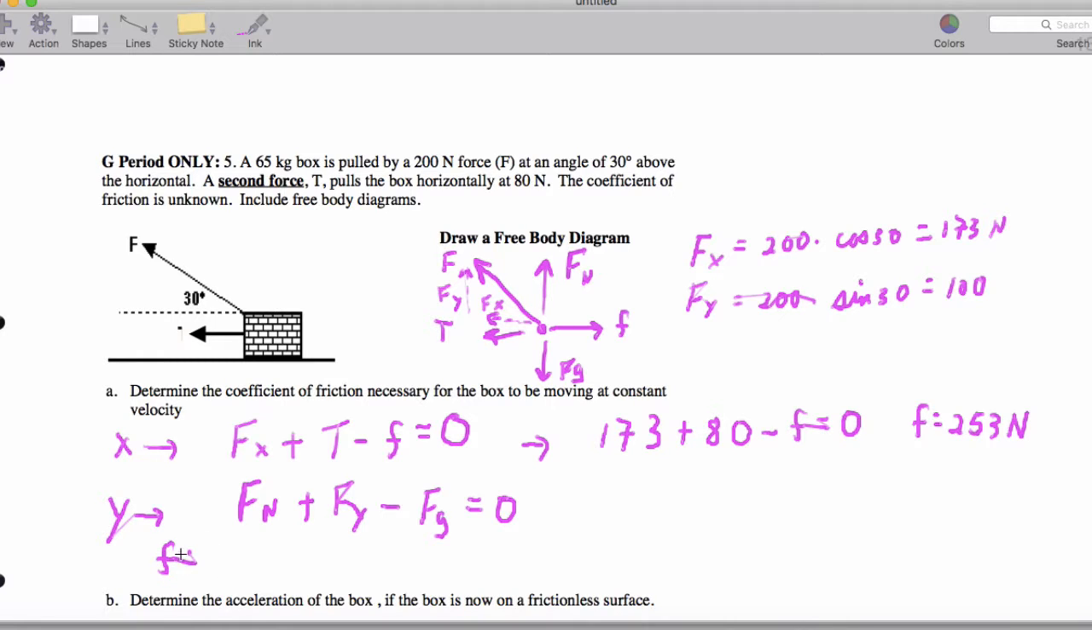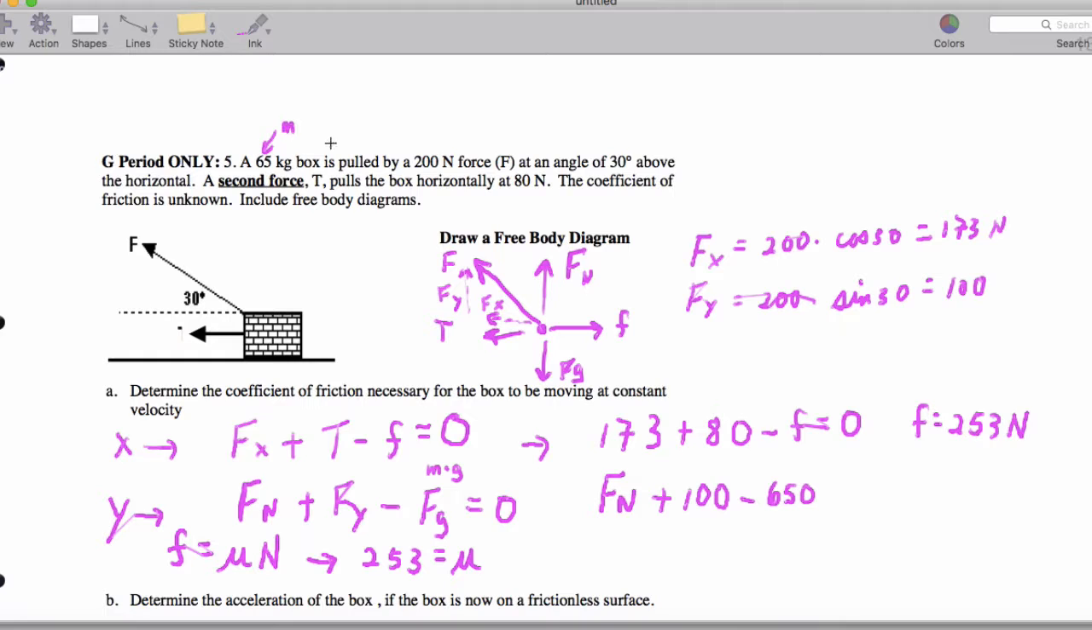Now, let's get the normal force because we're going to need that for the coefficient, since friction is mu times N. So far what we have is that 253 newtons is going to equal mu, and we're going to get Fn in a second. So we have Fn, unknown, plus Fy, which is 100, minus gravity, 650, because remember that's m times g. So we're going to end up getting that Fn is 550 newtons.